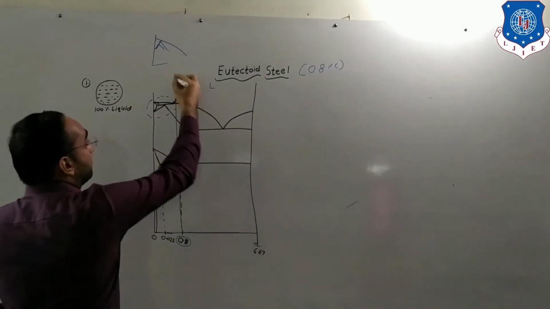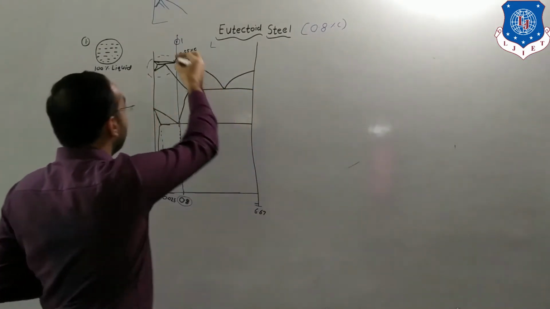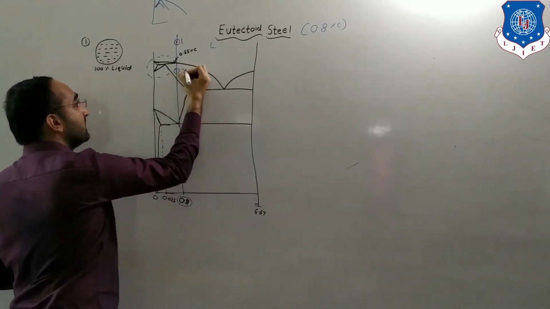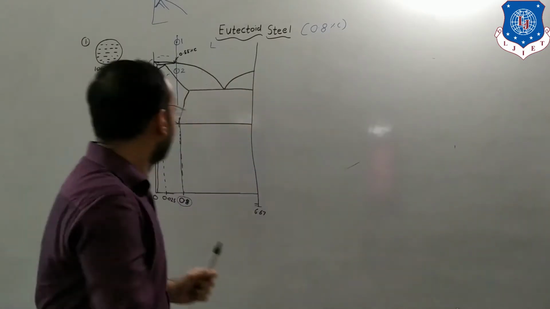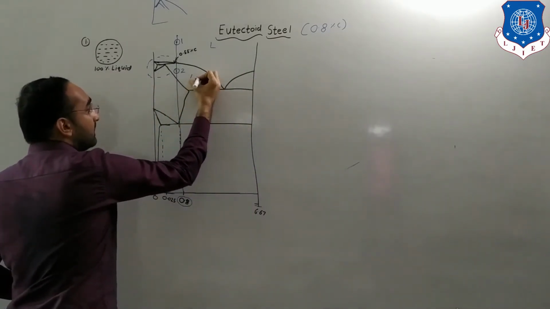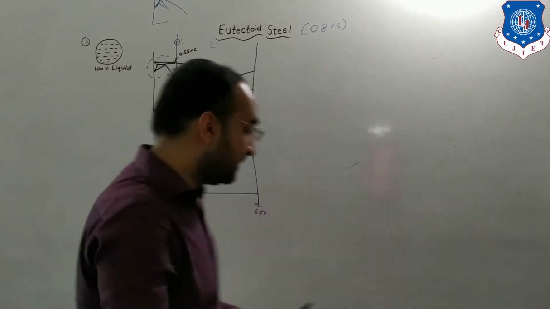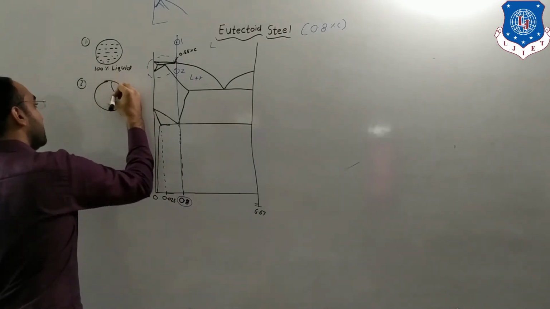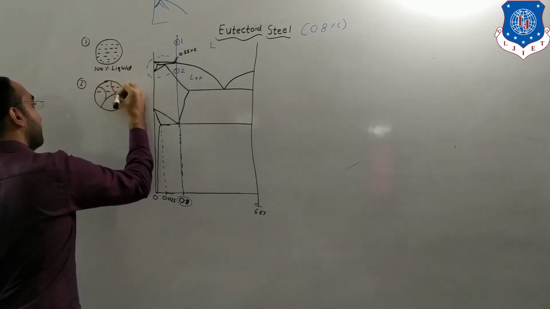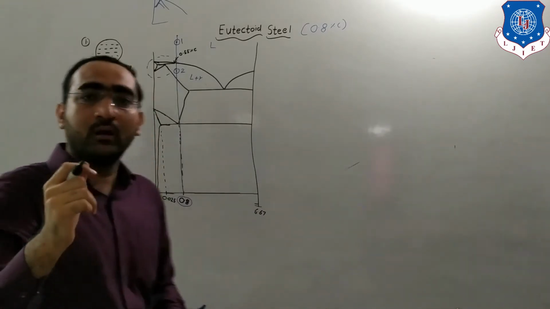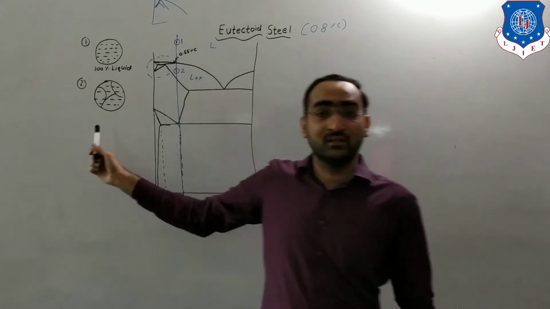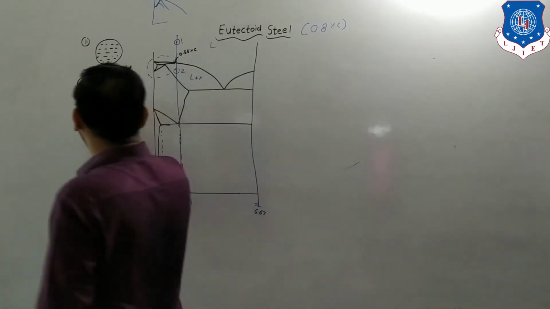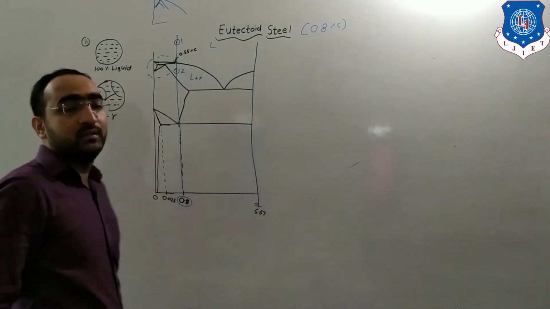Next, whenever moving down on the solidification line, we can see that the second region occurs at this point. This region is nothing but liquid plus austenite. That is the second region, in which liquid is also present and austenite is also present. Here the dashed lines indicate the liquid presence, and the particular phases indicate the austenite region. So the second phase is known as the liquid plus austenite region.